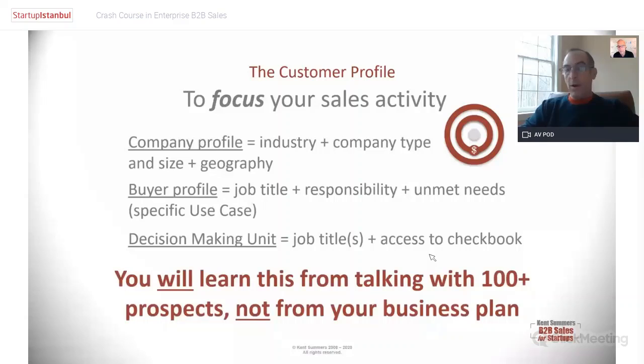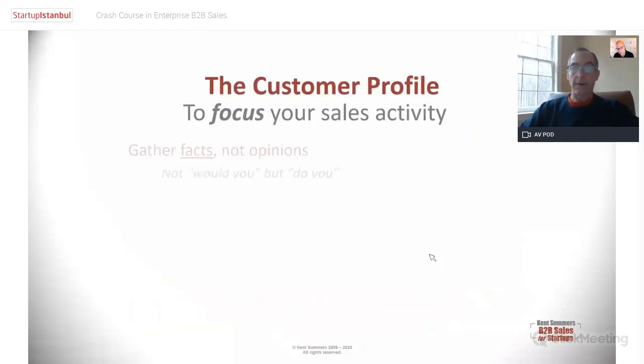Ultimately, you have a theory about what this customer profile looks like in your business plan, but you're probably wrong. You're going to learn your profile from talking with at least 100 prospects out there in the marketplace, and you're going to use that knowledge and that feedback from the marketplace to fine tune and hone in on your product market fit. As you do this, I'm going to offer some suggestions here.